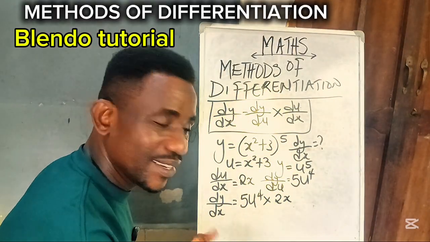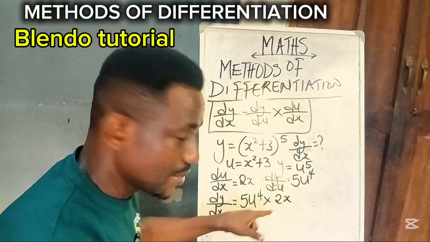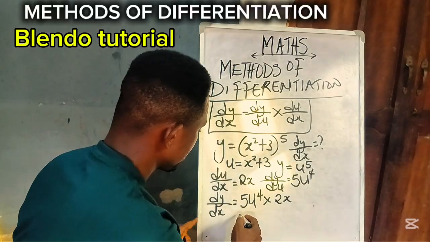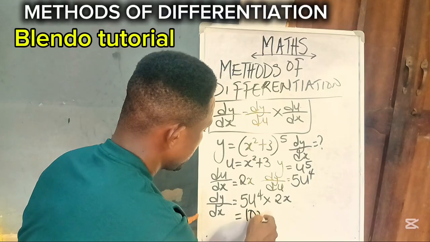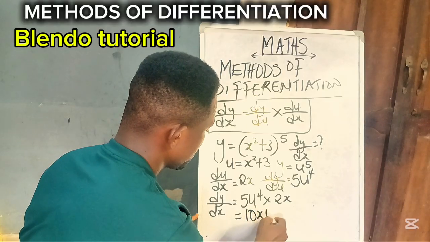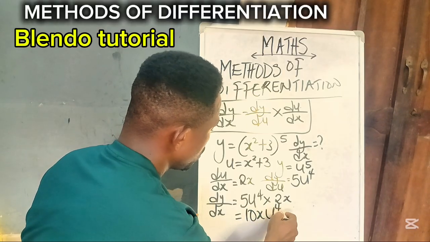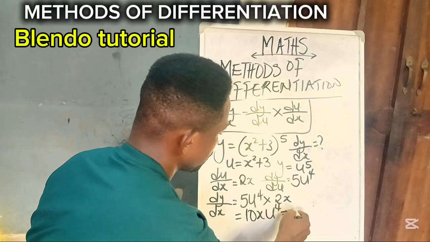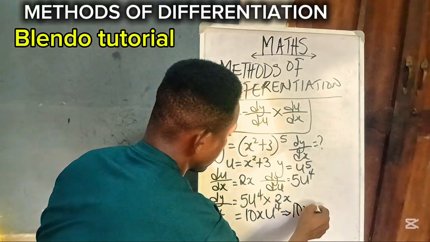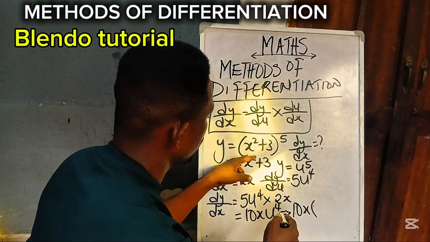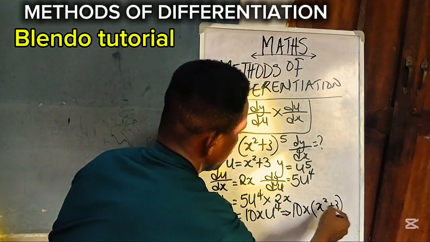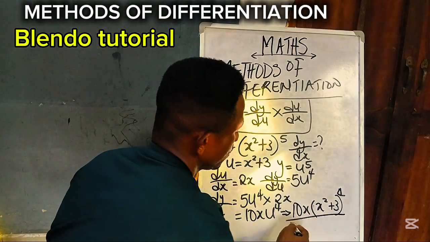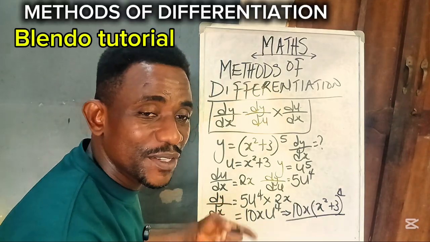So that 2x times 5 will give us 10x u^4. But what is u? 10x, u is x squared plus 3. 10x times (x squared plus 3), all raised to the power 4. Have you seen it? Very simple.